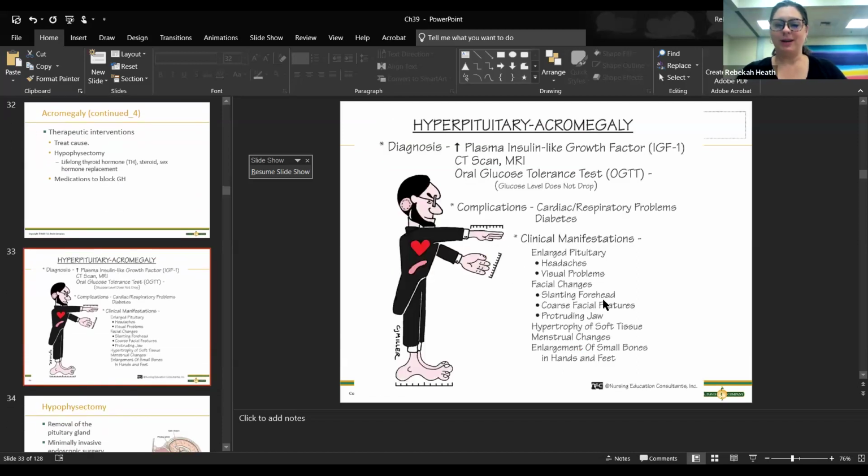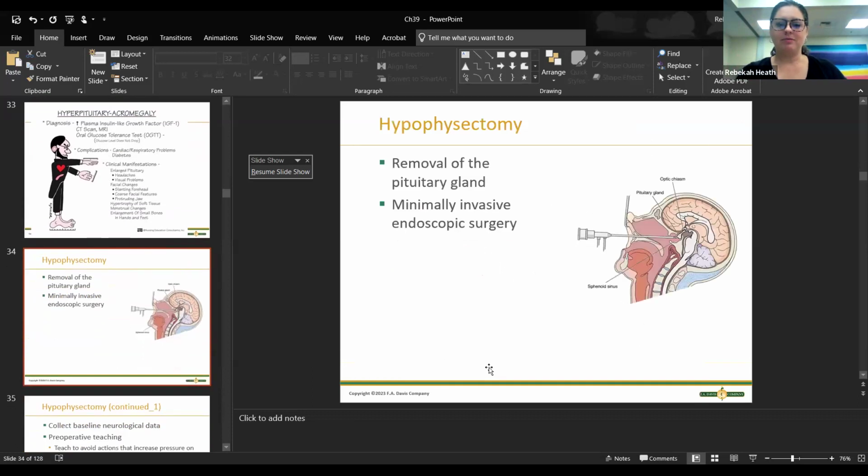Here's another one of those visual aids. People think Abraham Lincoln probably had growth hormone excess, and that's why he had that very distinctive look with the forehead and jaw. It talks about complications, the growing of your hands and feet. Anyway, just a nice little visual.